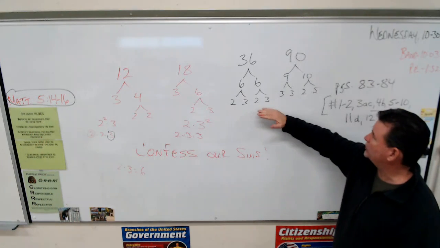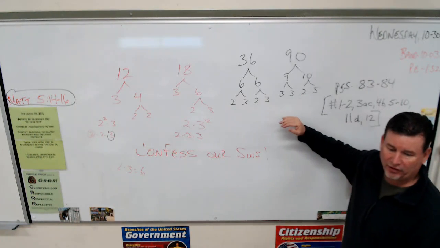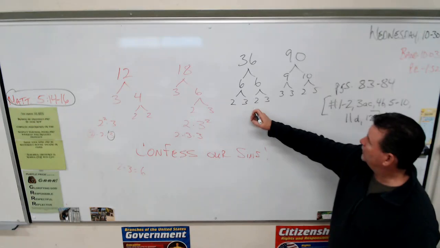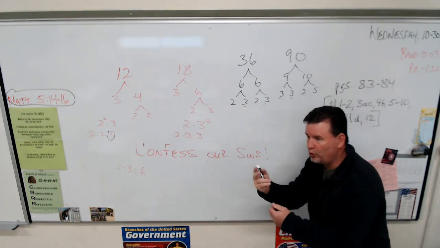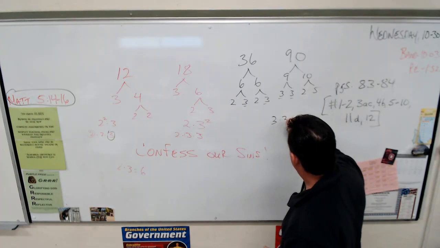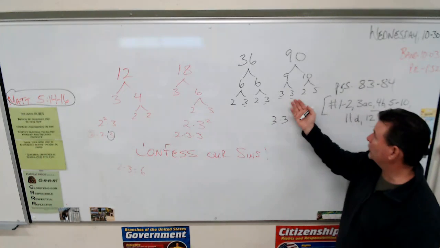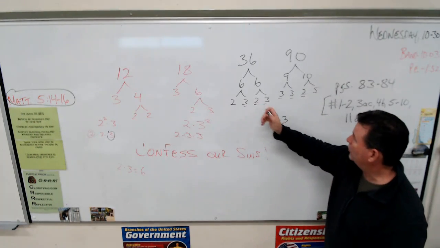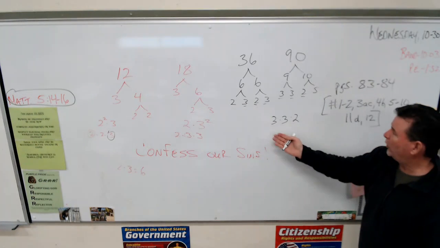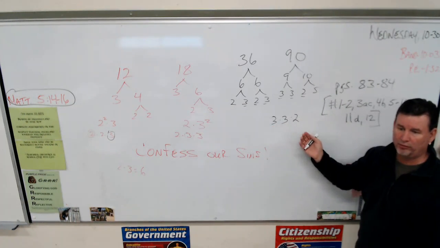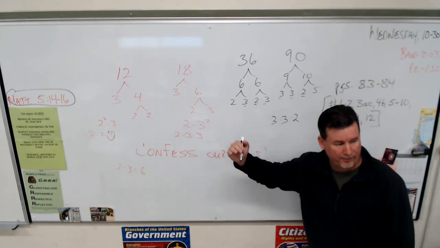How many 3s do they have in common? 2. How many 2s do they have in common? 1. Look, there's a 3 and a 3, a 3 and a 3. They share 2 3s. How many 2s do they share? 1. There's 2 2s here and only 1 there. So they only share 1 2. How many 5s do they share? 0. What's 3 times 3 times 2? 18. That's how you get 18 being the GCF by prime factorization.